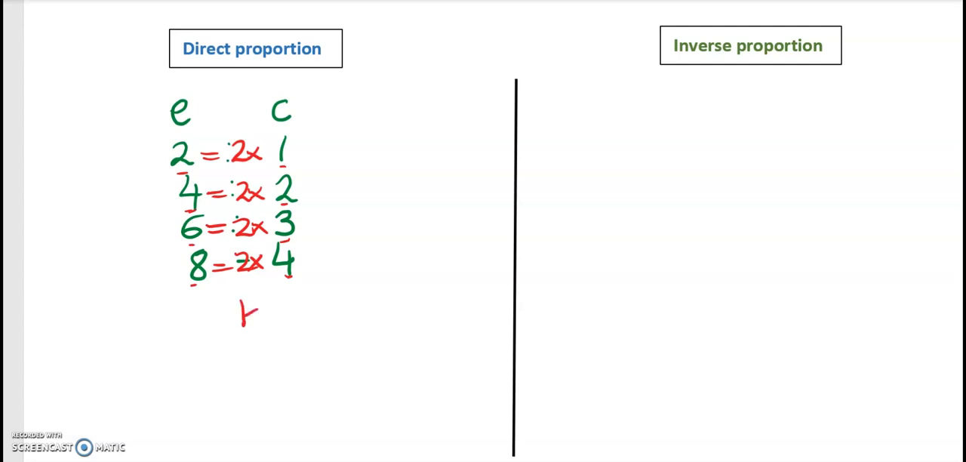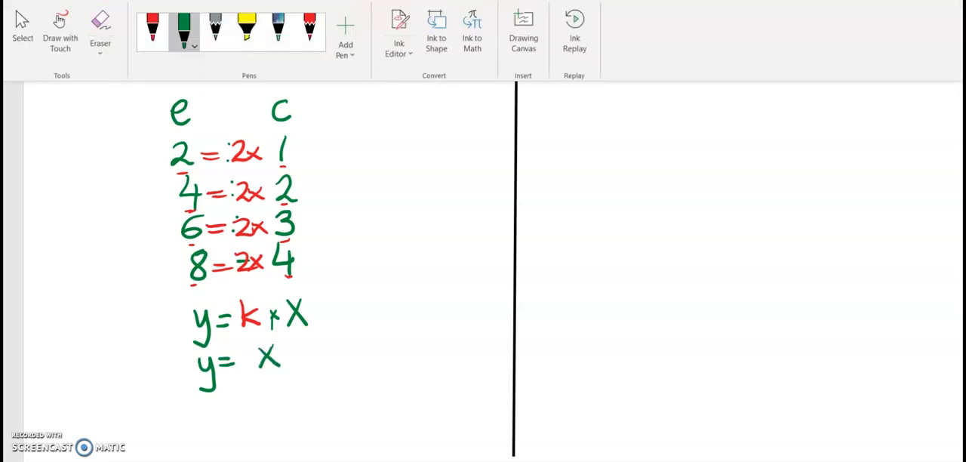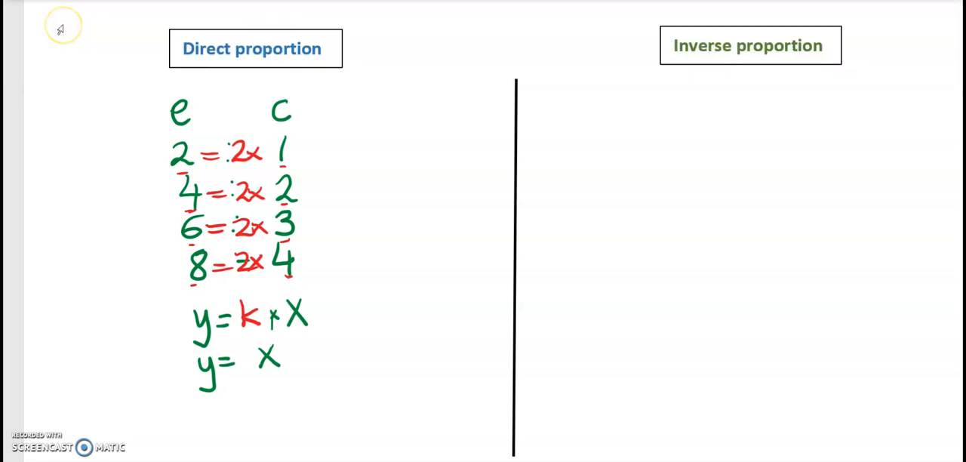And K, I think, stands for constant, and we'll denote that 2 with a K. So Y is equal to K times X. And since we're using letters, there is no need to put a multiplication sign, so I'm going to rewrite this as Y is equal to KX, and I'll use the red color for a constant value.